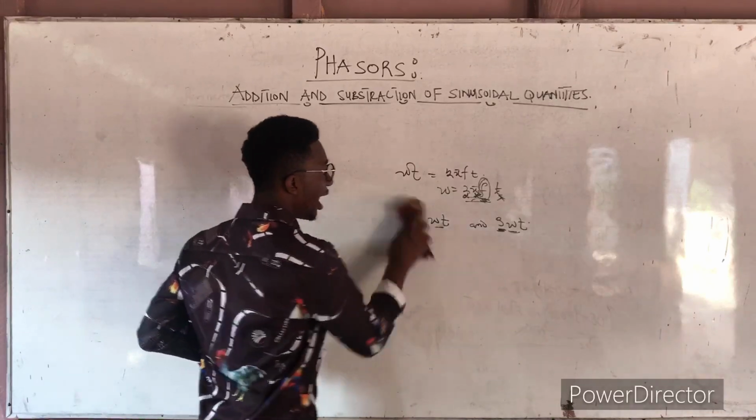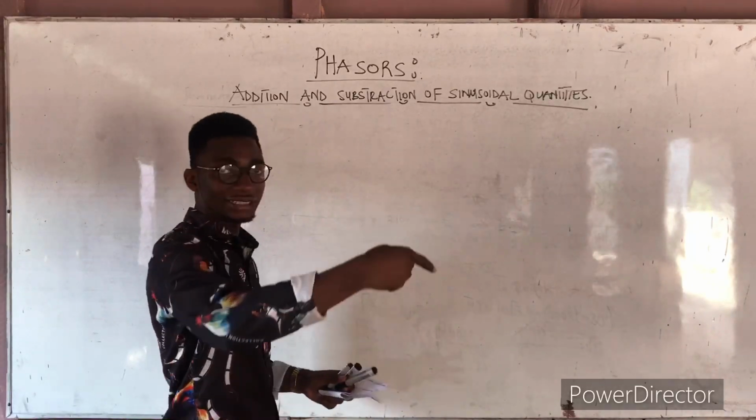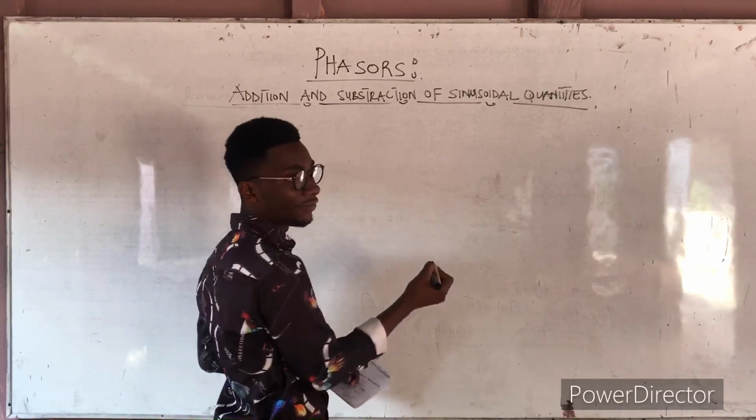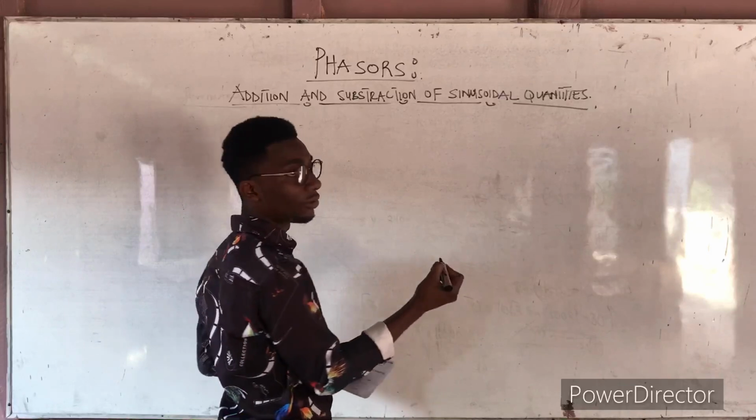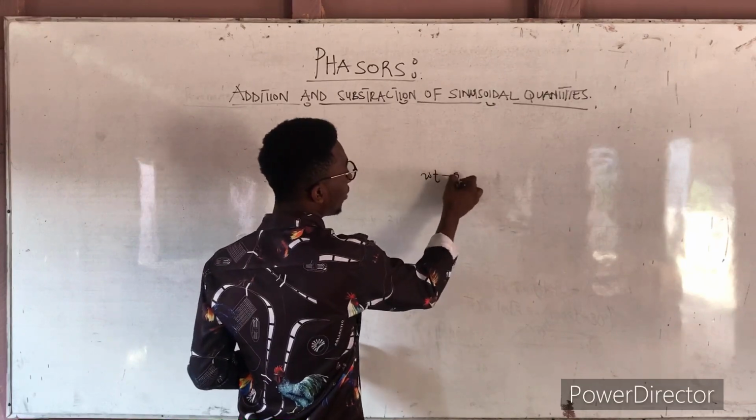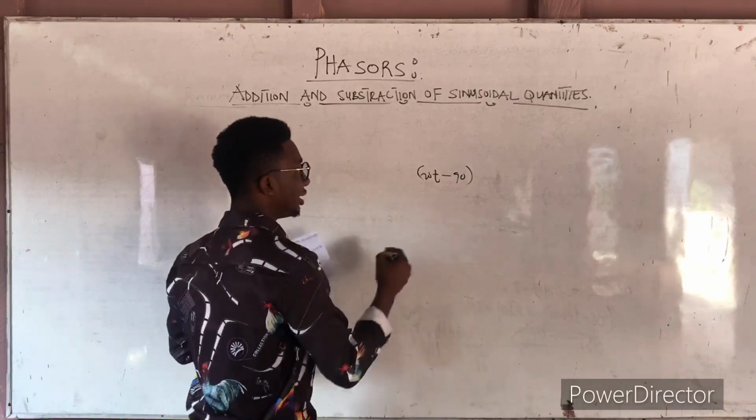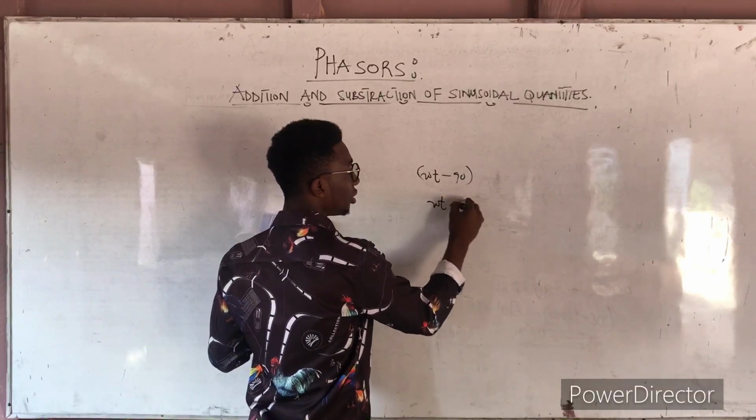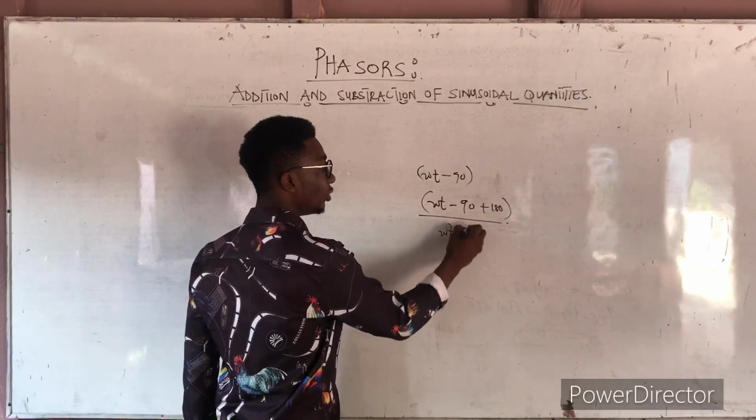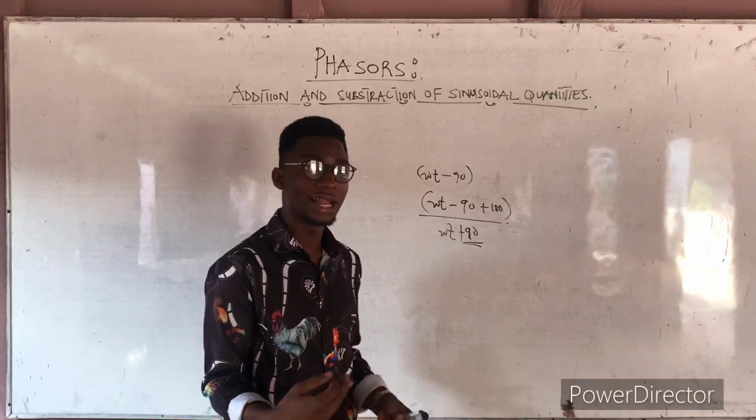Again, if you want to find the difference, you have to reverse first. And how do you do the reversing? Say, for instance, you have minus 90 and you want to reverse a sinusoidal quantity of such nature. What you do is add 180 to each phase angle. If you add 180 to each phase angle, you've reversed it. That's one thing you're supposed to note in doing the difference.